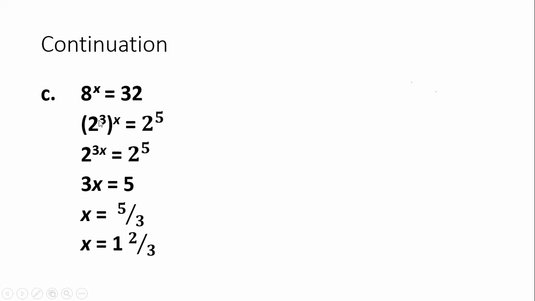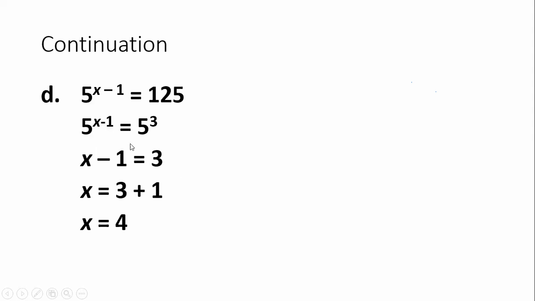Then from that law, when they have power, you multiply the powers. So 2 raised to power 3, bracket power x, equals 2 raised to power 5. When you open the bracket, the powers multiply, you have 2 raised to power 3x equals 2 raised to power 5. So since the numbers are equal, the indices are equal. 3x equals 5, so x is 5 over 3. That's an improper fraction, that's why we have one whole number 2 over 3.